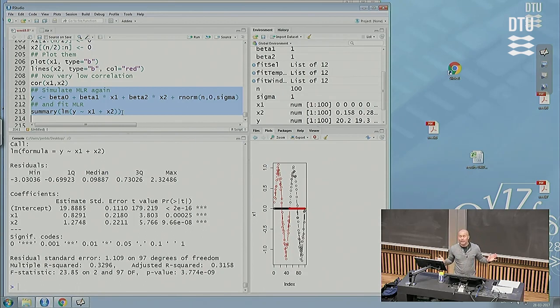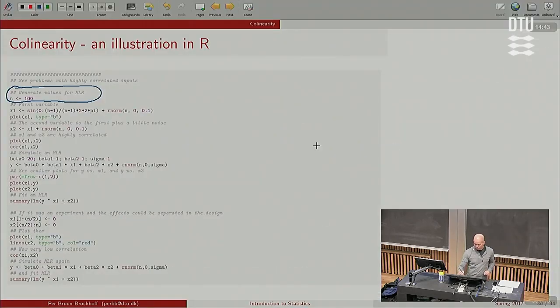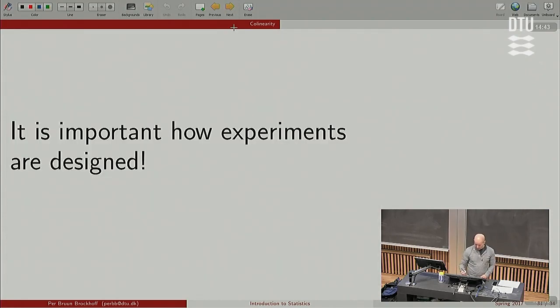But that's only for cases where I decide the x's myself. That shows the strength of designed experiments. So when you can do it, it's fine. But not all cases where you want to do such modeling allow you to actually do things like that. So that's a distinction between planning, designing experiments or not. We are almost there. It's important how experiments are designed.